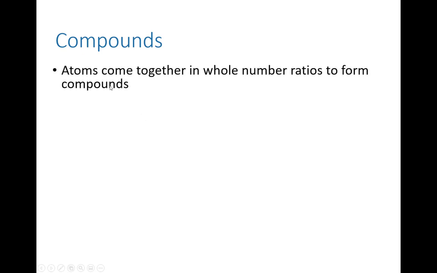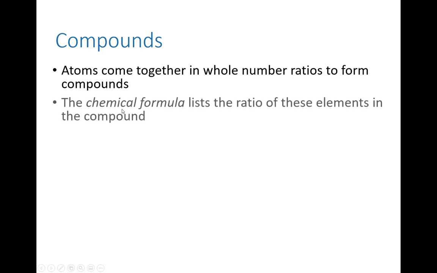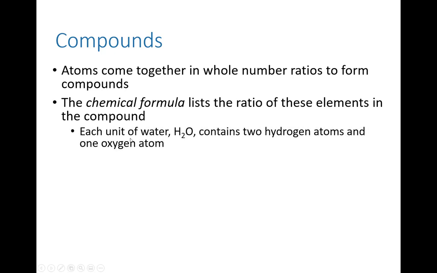Now, what we can find is that many of the elements come together in whole number ratios, and when they do that, they form compounds. And a chemical formula is going to list the ratio of those elements in the compound. So, for example, in water, the chemical formula is H2O. And in the case of water, that tells us that there are exactly 2 hydrogen atoms for every 1 oxygen atom in a unit of water. And we call that unit a molecule, a term we've already seen.